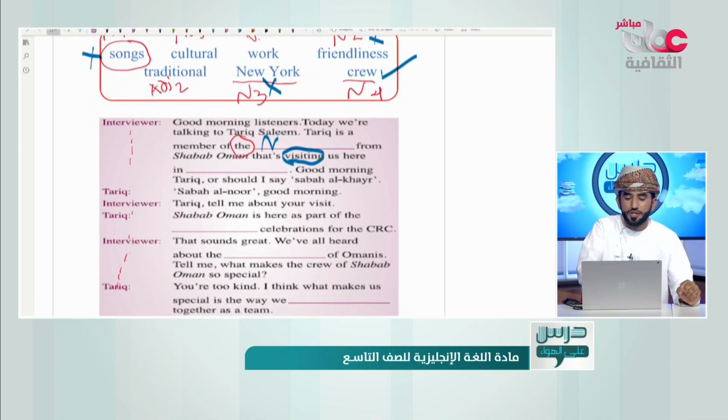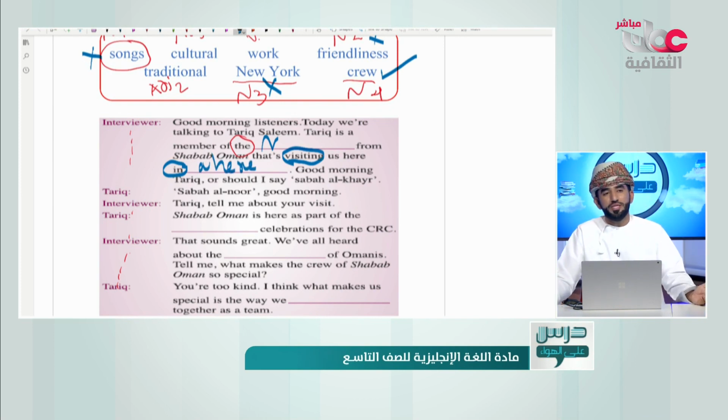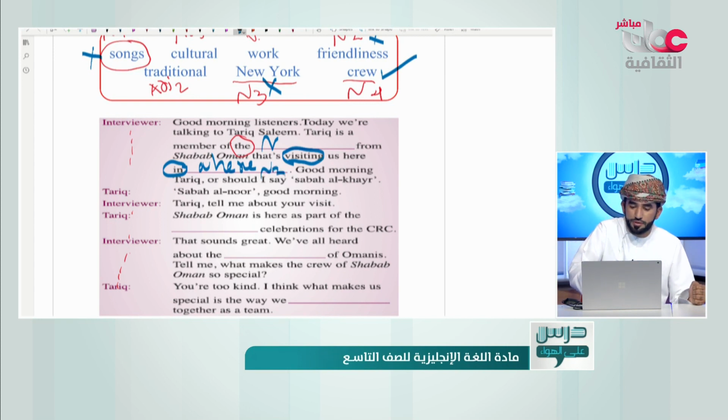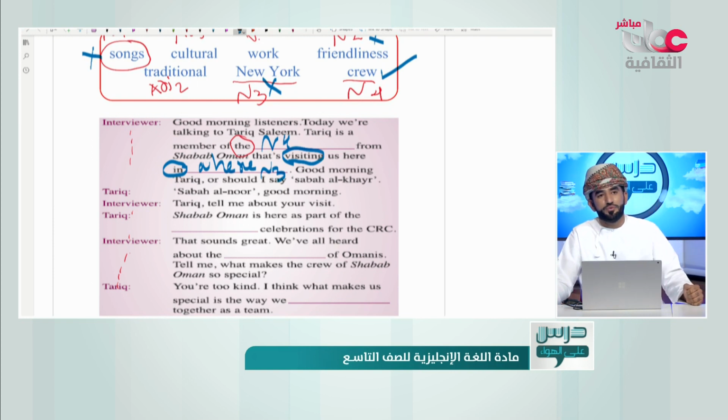Excellent. "Us here in." We know that in what? We're talking about in where. Where? So there is only one noun that talks about a place. What is it? New York. That is correct. So here is N3. Here it is N4. N3, exactly. N3, New York. Excellent. See, that was very simple.